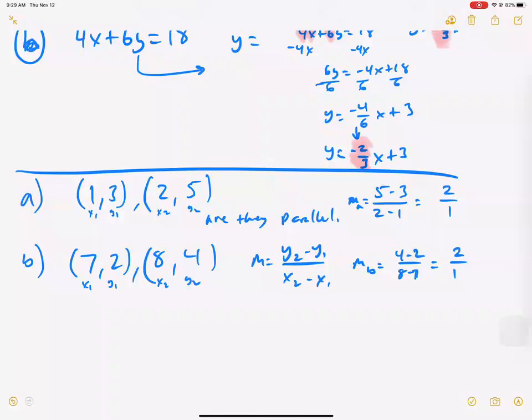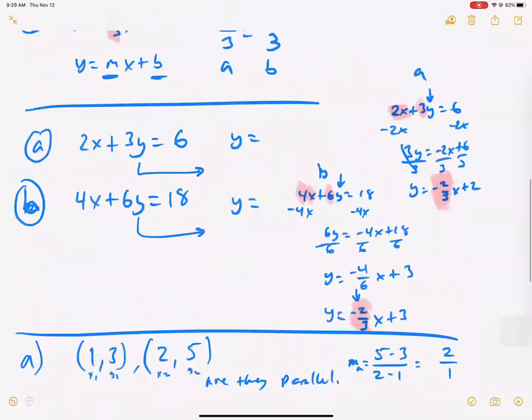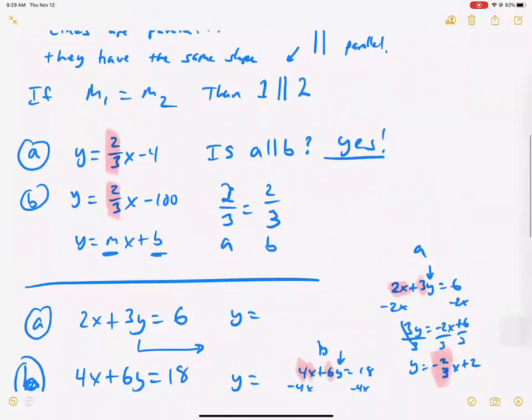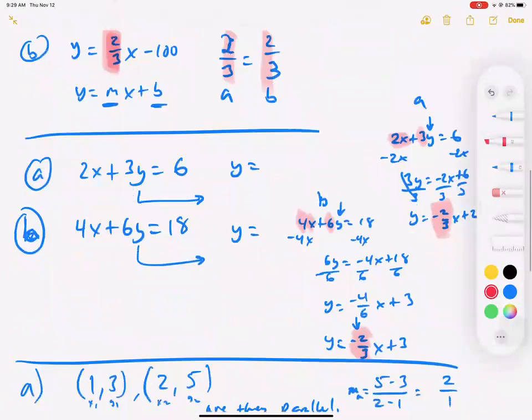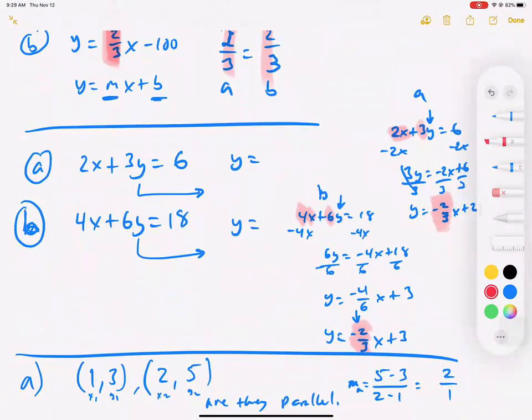Okay, so we have a couple ways of looking for slope. First, if it's in slope-intercept form, we're winners. We can just compare it. No work needed. They both are the same. If they're not in slope-intercept form, you have to change it so that they are. So we solve for y, because that's our slope-intercept form, and then we can compare again. Hey, these are equal. That means these lines are parallel.